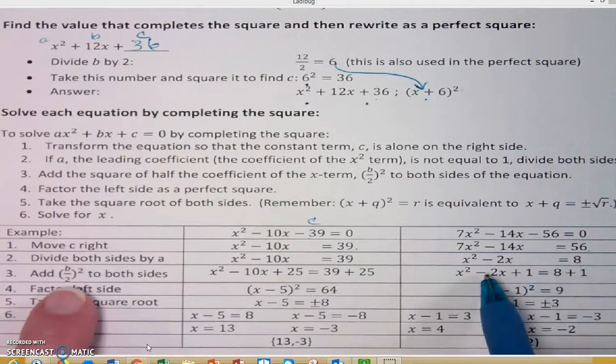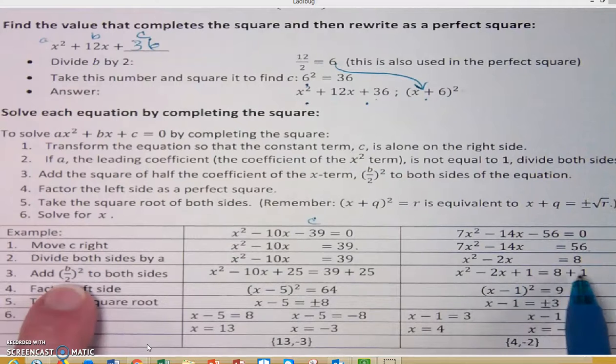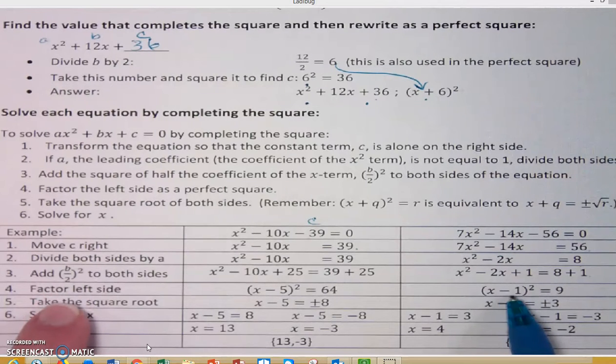So our next step is to find b, which is negative 2, divided by 2, which is negative 1. I'm going to write that here, and then I'm going to square it. b divided by 2 squared. Negative 1 squared is a positive 1. So I'm going to add 1 here to complete the square. So I have to add it to the right side to balance my equation. So I'm going to get x minus 1 squared equals 9.